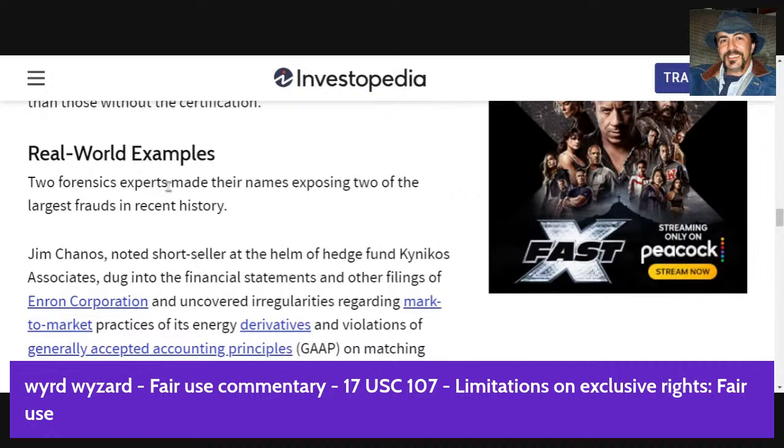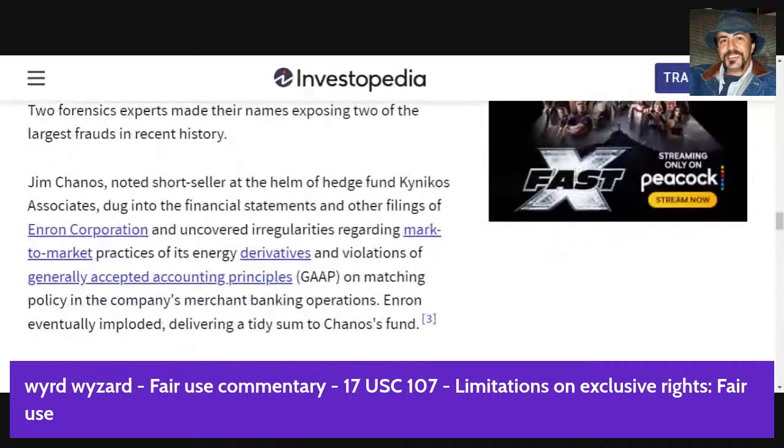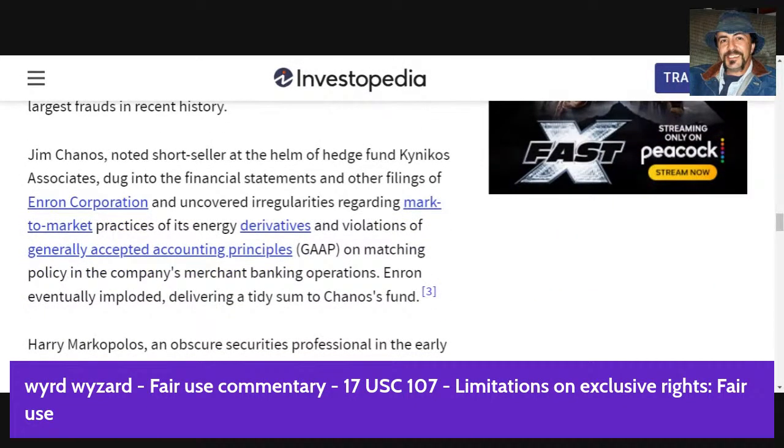Two forensic experts made their names exposing two of the largest frauds in history. Jim Chanos, noted short seller at the helm of hedge fund Kynikos Associates, dug into the financial statements and other filings of Enron Corporation and uncovered irregularities regarding mark-to-market practices of its energy derivatives and violations of generally accepted accounting principles on matching policy in the company's merchant banking operations.